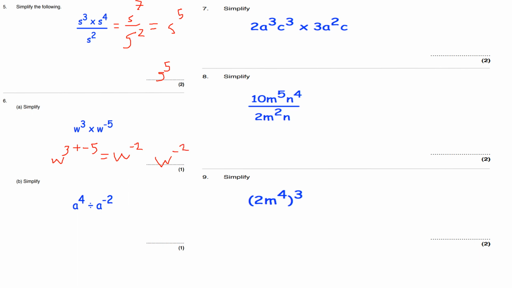Okay, this next one, I'm dividing, so I'm going to subtract the powers. A to the power of 4 subtract negative 2 is the same as saying 4 plus 2, which will be 6, guys.